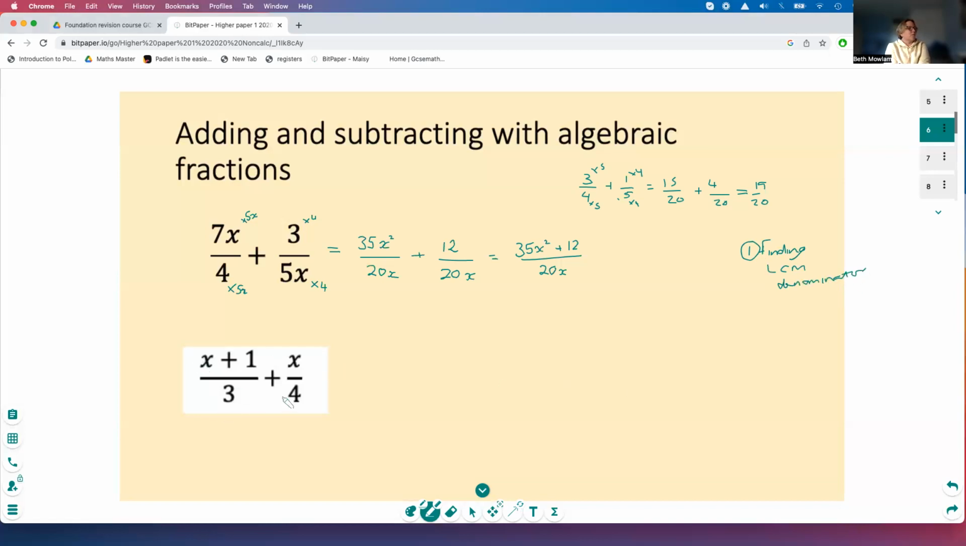Okay, then we've got x plus 1 over 3 plus x over 4. So we want the lowest common denominator. Doesn't matter what's on the top, we're just looking at the bottom line. I've only got a 3 and a 4, that's quite a straightforward one. I can make that 12.